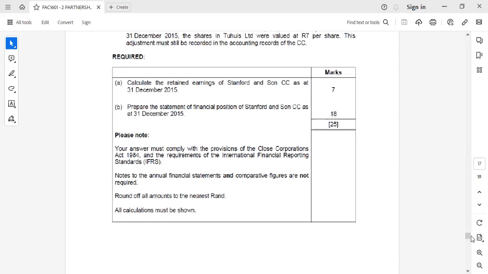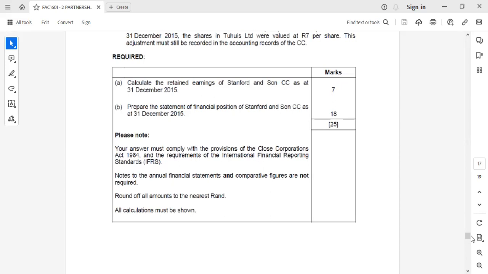All right, I think we discussed that in a CC, normally they don't distribute all the profits. They normally keep some of the profits within the business for future use. So those are what you call the retained earnings. It's normally the retained earnings from the previous year, then we add the profit for the year, then we subtract any dividends made or transfers to reserves.